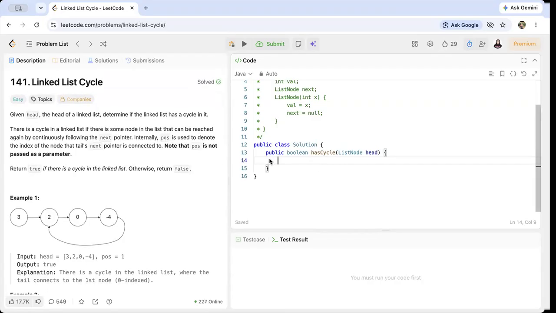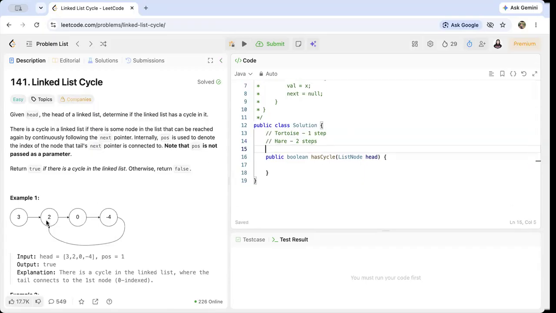So the way we are going to solve this is using a famous technique called Floyd's detection algorithm, also famously called tortoise and hare. Why tortoise and hare? Because we have two pointers. One moves like a tortoise, one step at a time. The other is the fast pointer, which moves two steps at a time.